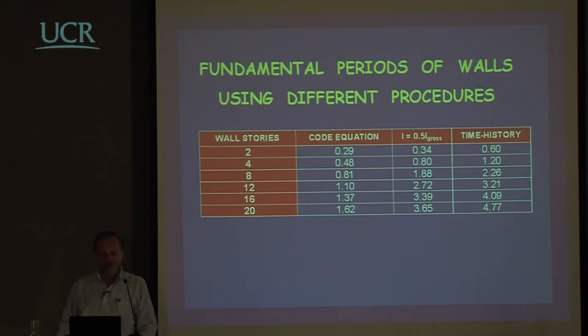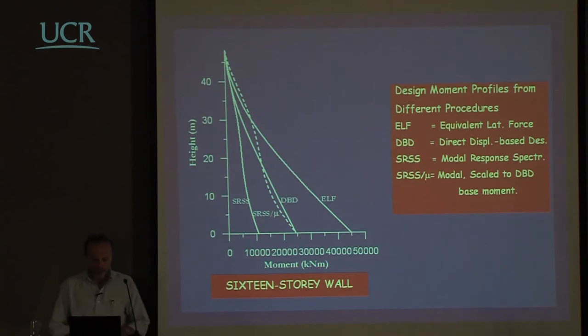But this is not the subject we have to look at right now. What we want to see now is what happens, for example, in the case of the 16-story wall, looking at the shape of the bending moment along the height. This curve here is what you obtain using the elastic force. This is what you obtain using the displacement-based design approach. And this is what you obtain using the square root of the sum of the squares combination. And this is what you obtain if you shift this shape to reach the same level as the displacement-based approach for the bending moment at the base.